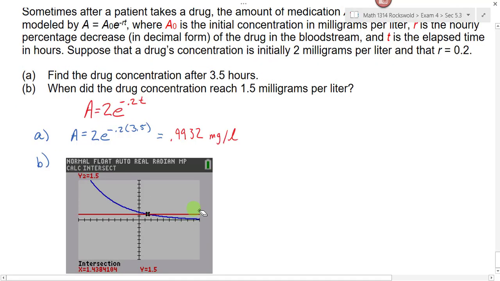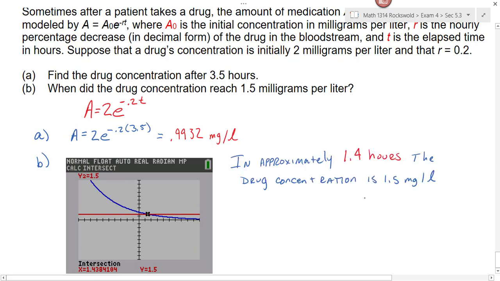Remember, x in this function represented the time measured in hours. The y value here represented the concentration of the drug. What that means is that in approximately 1.4 hours, the drug concentration, the y value here, will be 1.5 milligrams per liter. And this wraps up section 5.3.